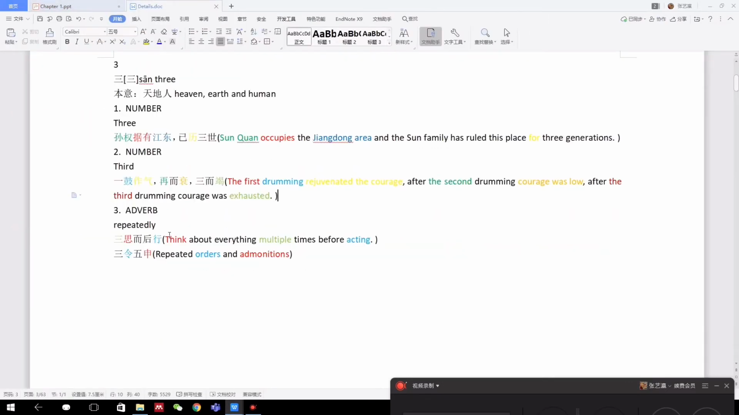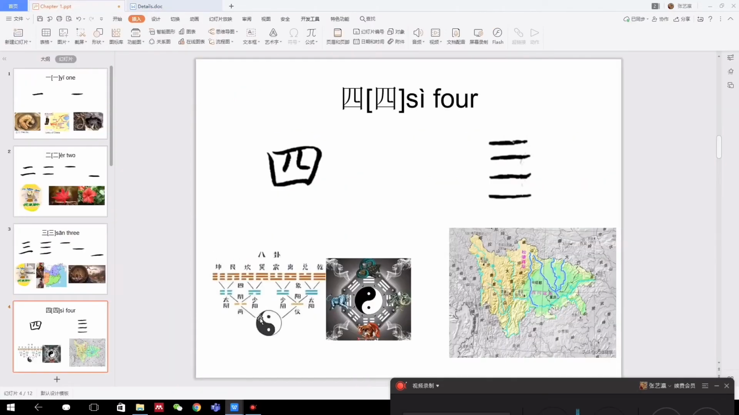And the fourth character is 4. It means double 2. It also comes from Taiji. When yin and yang expanded, yin is the black part, yang is the white part. When it's expanded, they become 4. They become extreme yang, light yang, extreme yin and light yin.